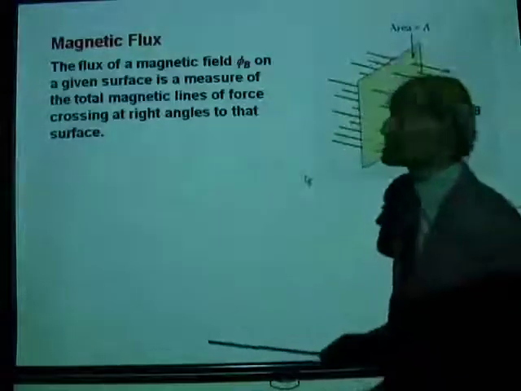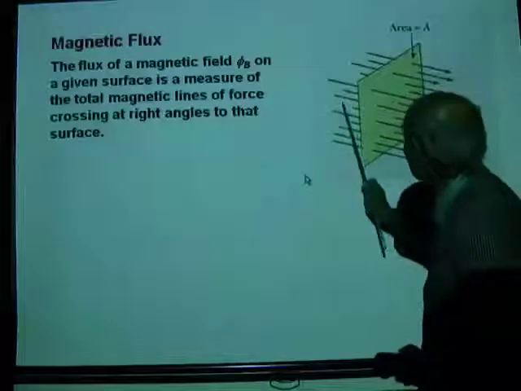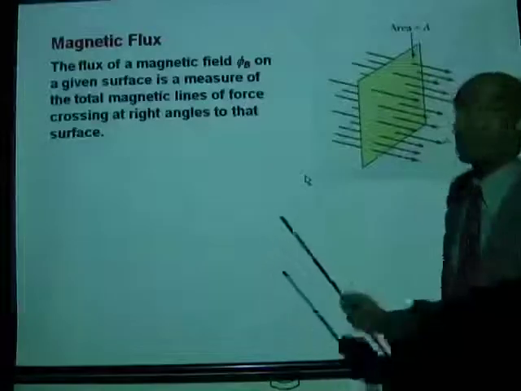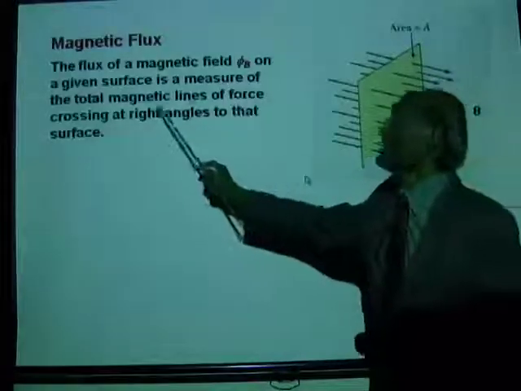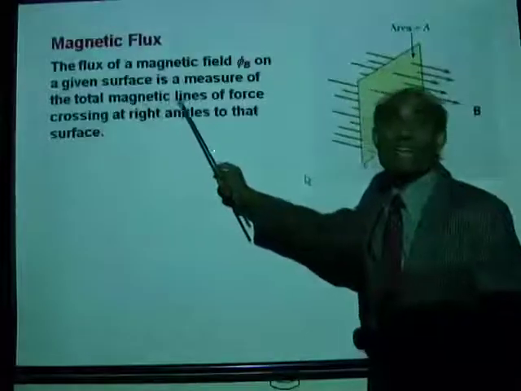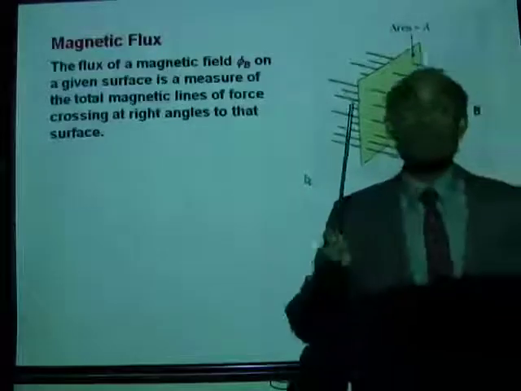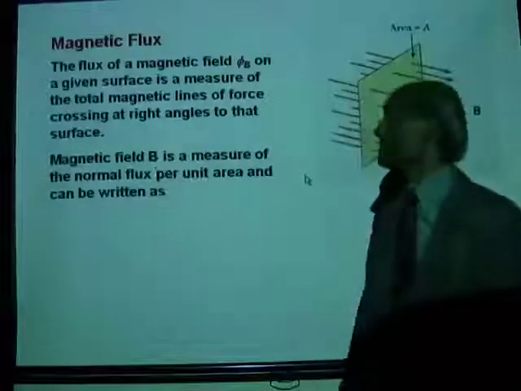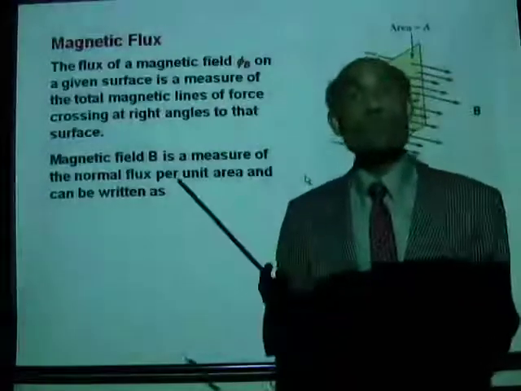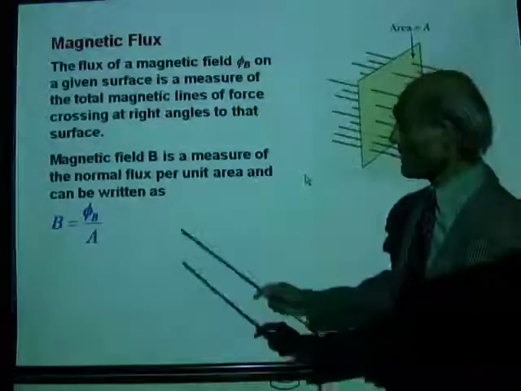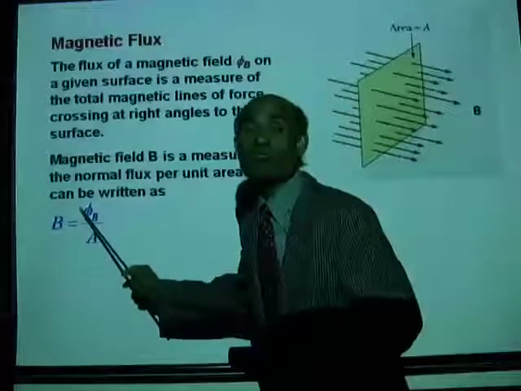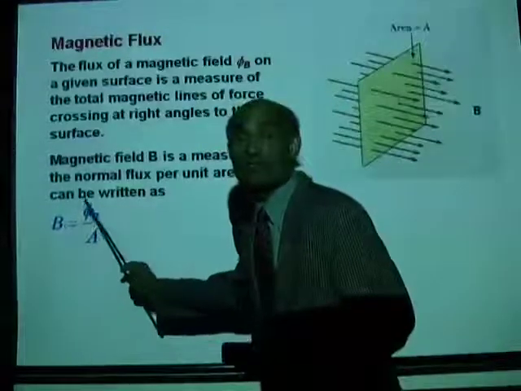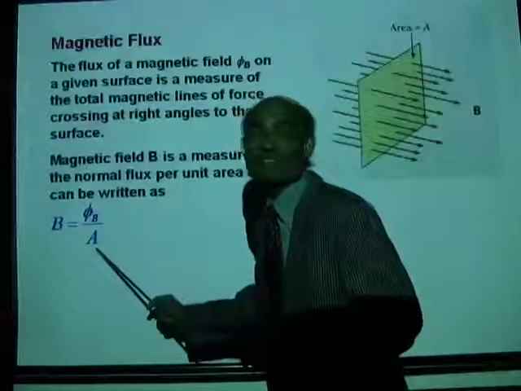Now, what's the definition of the magnetic flux? Look at the magnetic lines of force crossing a given area. Magnetic flux crossing a given area is a measure of the total magnetic lines of force crossing at right angles to that surface. Now, magnetic field B is a measure, therefore, of normal flux per unit area. You know these definitions. B equal to phi B divided by A. Magnetic field is a measure of flux per unit area.